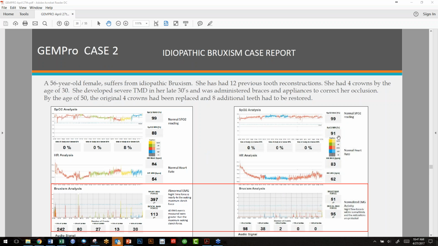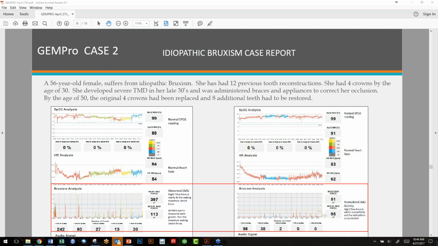So on the right side is her wearing this new guard. Now I want to point out, look how much better her SpO2 looks. And look how few body position changes she had. So she sleeps much better. And she's sleeping almost entirely on her back. All right. Look at her heart rate. You know, this downward arc is what we expect to see when people sleep normally.